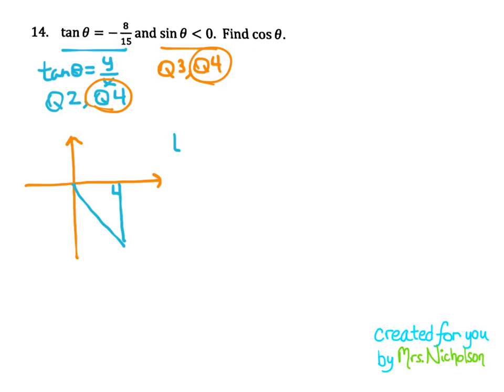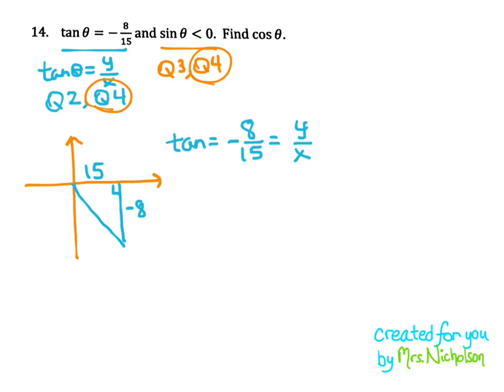And the given information here, tangent is equal to negative 8 over 15. Now my tangent ratio is y over x. On this question, we need to be a little bit careful about that negative sign and make sure that we get it in the right place. It doesn't go for both y and x, only for one of them. And since I'm in quadrant 4, the negative is going to go with the y because y is negative in quadrant 4. So I'm going to have negative 8 here and 15 here.